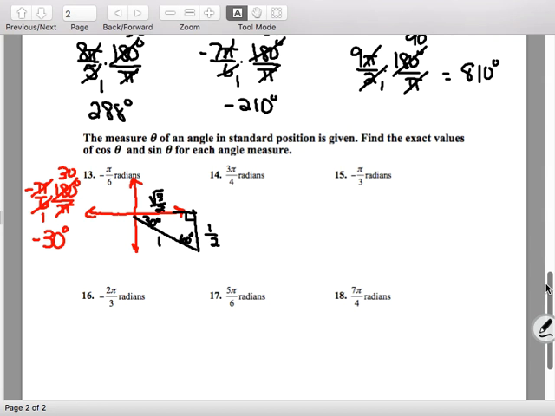Now stop and think about left and right. So right is positive, down is negative. So cosine of -pi/6, SOHCAHTOA is adjacent over hypotenuse. So it's radical 3/2. Sine of -pi/6 is -1/2.